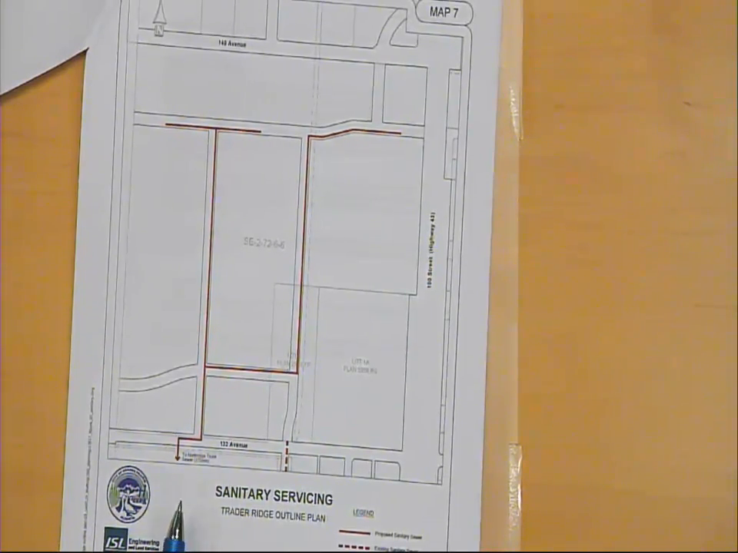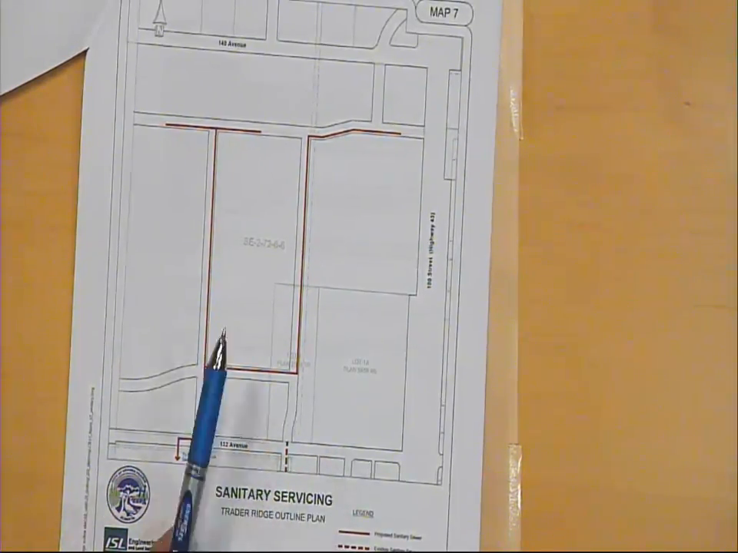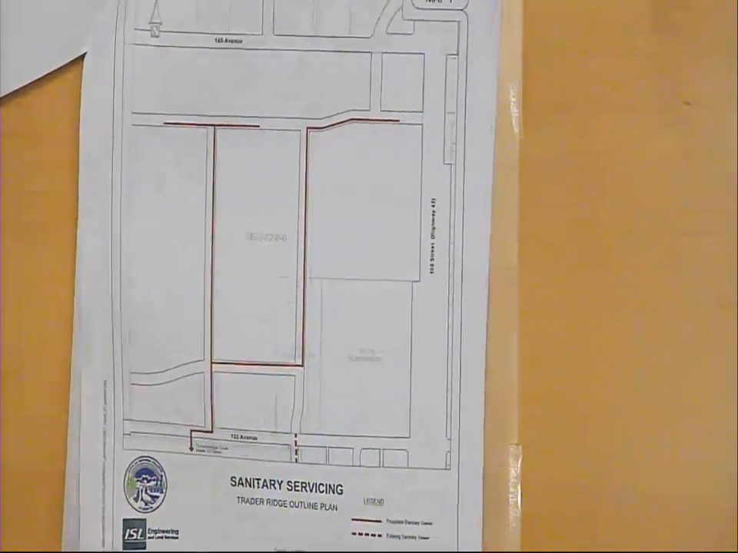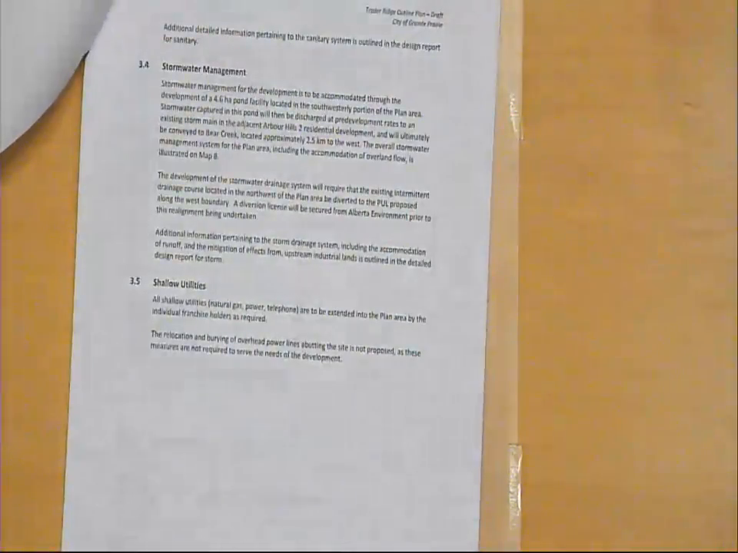So there's a little bit of ongoing talks with Aquaterra to try to accommodate some flows at least through 102nd, but at this stage, the intention is to push all of it through the Northridge development and a trunk main that exists there. So both the sanitary and water design reports are completed and approved by Aquaterra, so we have no concerns with that.